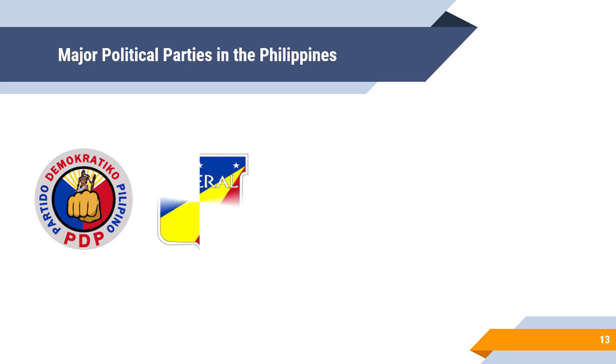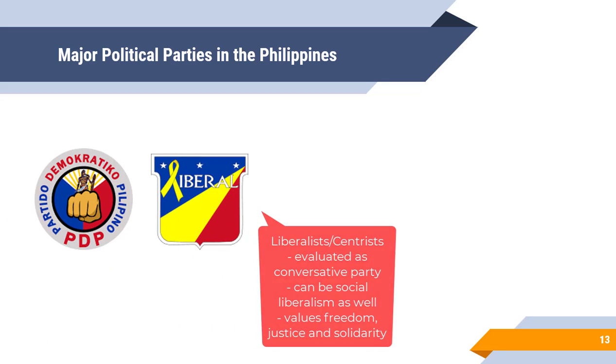The Liberal Party, or LP. LP is widely known as the Liberalists and Centrists. However, LP has been historically evaluated as a conservative party and can be under social liberalism as well. The party values freedom, justice and solidarity.